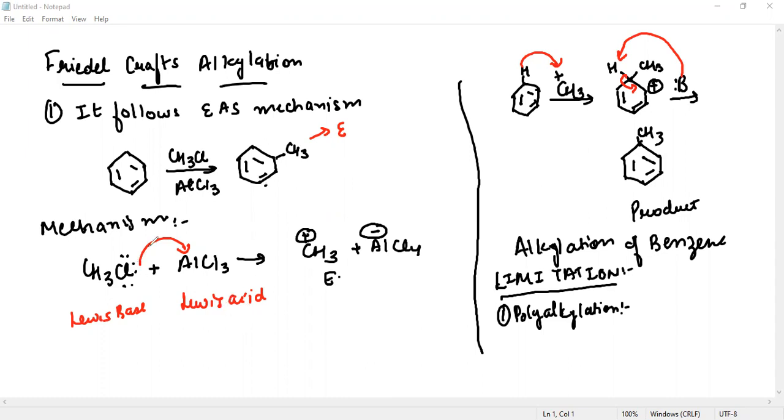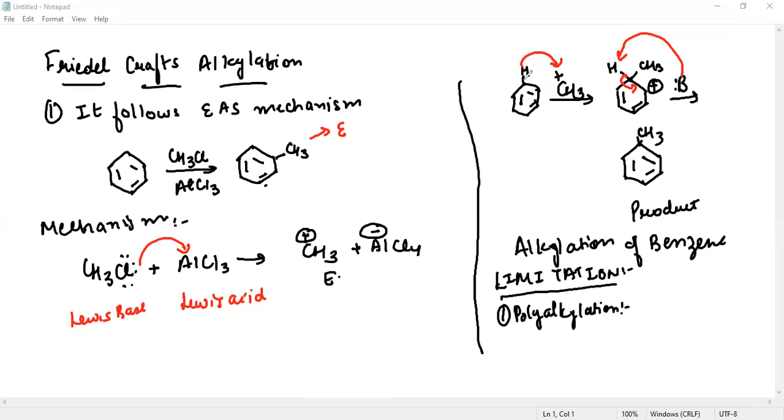Now, since this donated the electron pair, it acquires a formal positive charge, and since this one accepted the electron pair, it acquires a formal negative charge, and this chlorine will go ahead and leave. So it will become AlCl4 negative, and this one will become positive since it lost the chlorine. So this is your electrophile ready to attack the benzene ring. Let's go ahead and watch how it does.